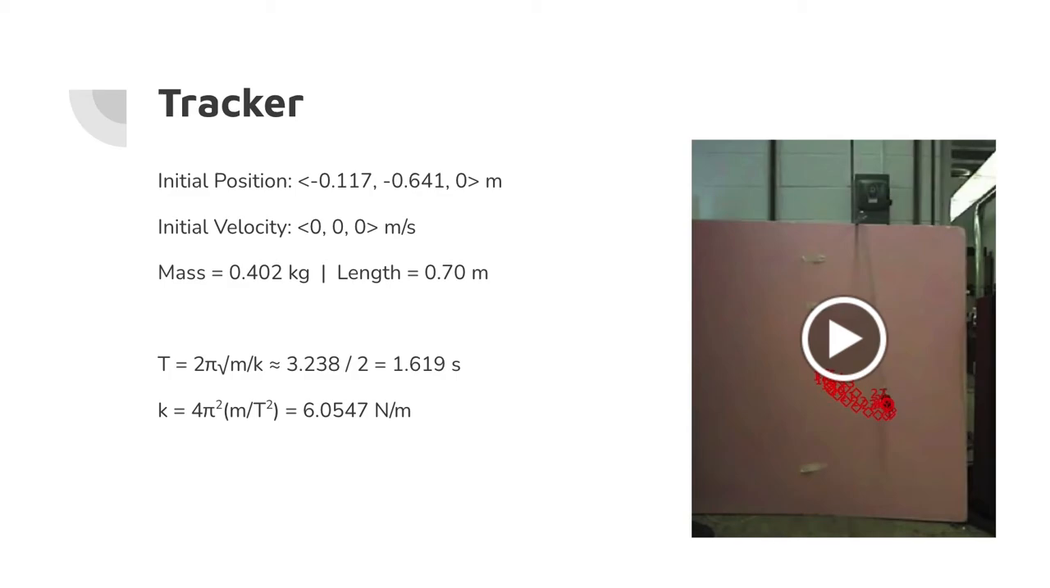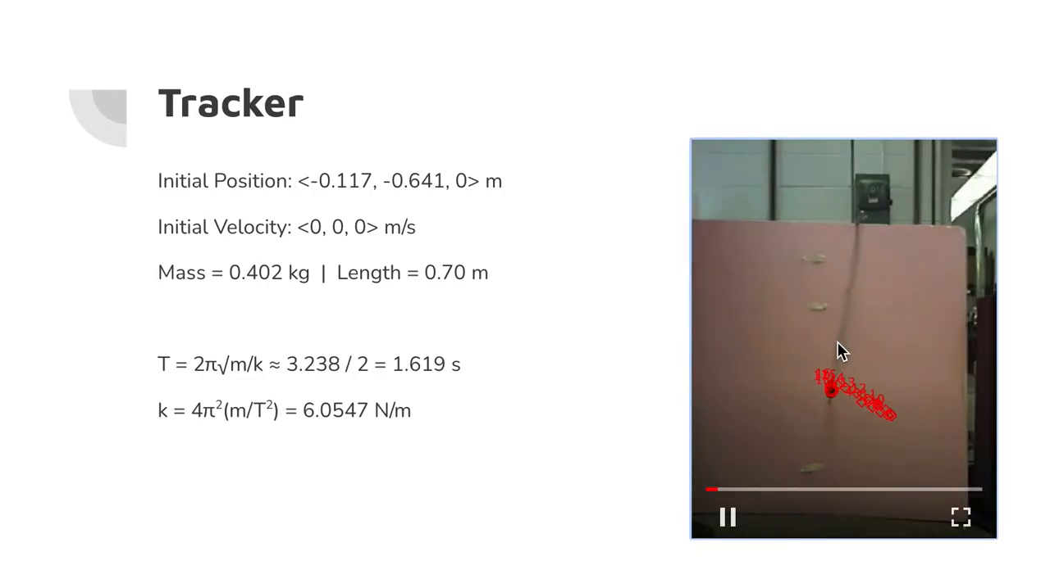The approximate period of oscillation of the spring mass system was calculated by taking the average of 2 periods of oscillations from the graph made by plotting the position points, which gave us a period of about 1.619 seconds. Using the formula for period, we also derived a formula to find the spring constant, which turned out to be around 6.0547. This was the given video.